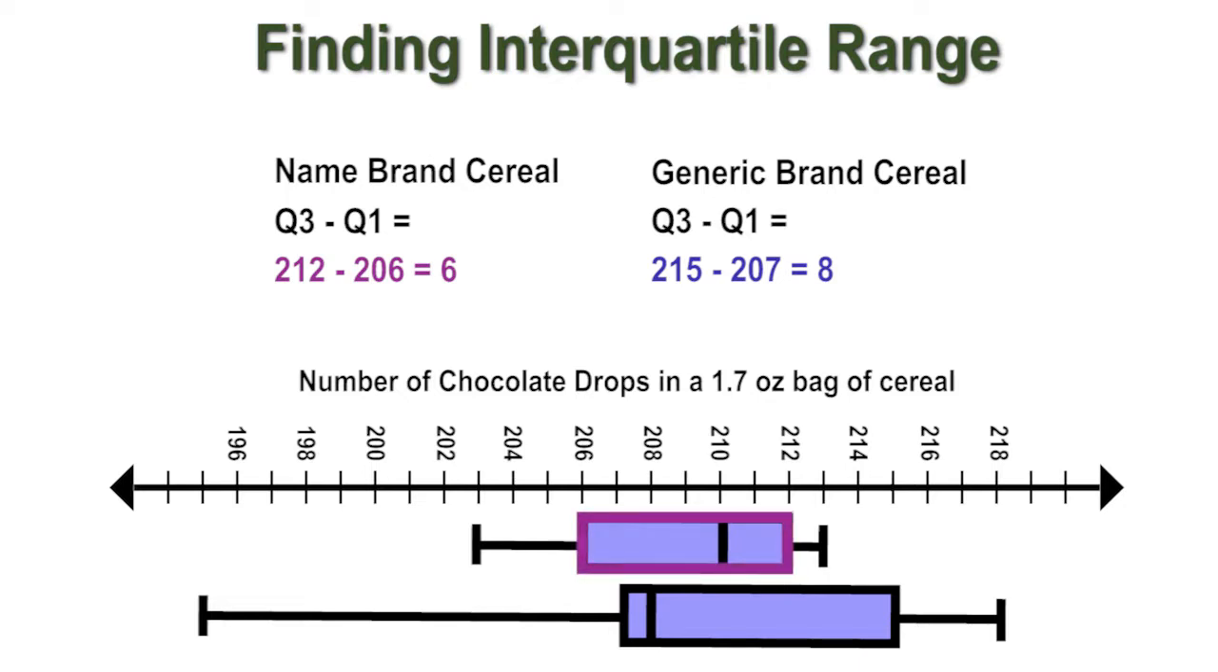The interquartile range of the first box is smaller than the interquartile range of the second box. We can determine that the second box has more variability in the middle 50% of the data than the first box. We can see that the first bag, which represents the name brand, has less variability or a smaller number of chocolate drops than the second or generic package.